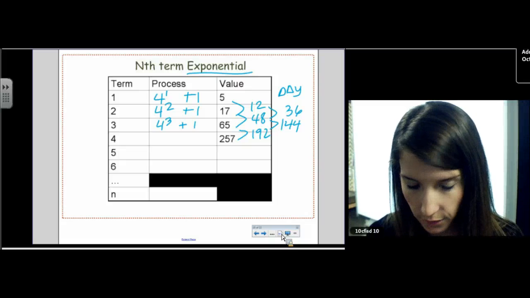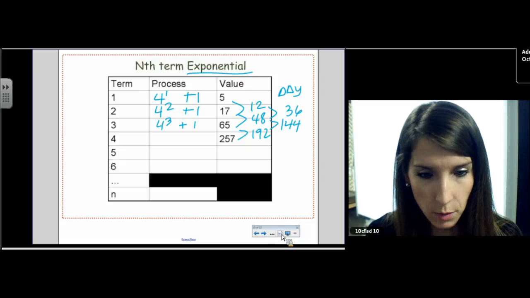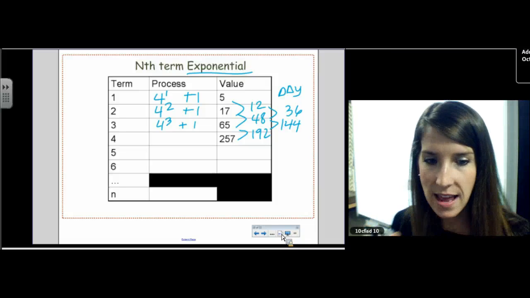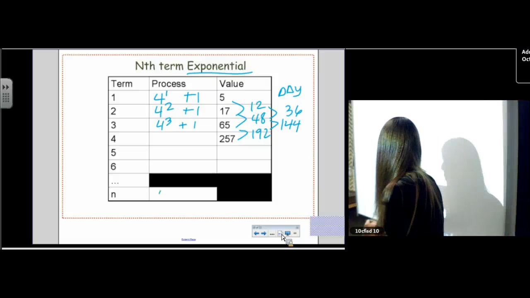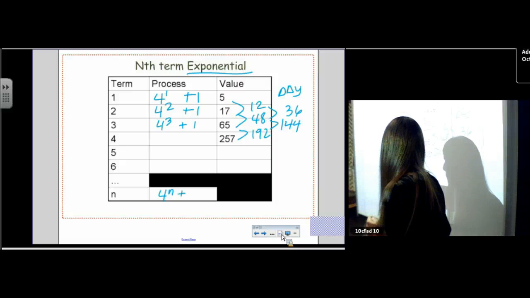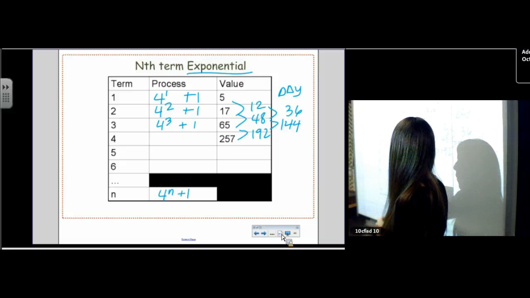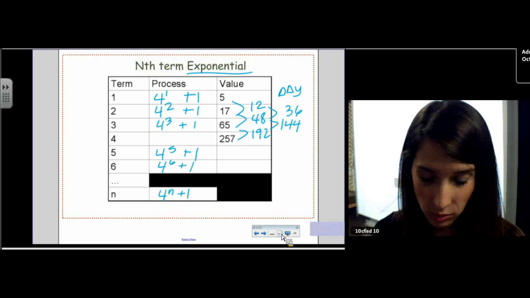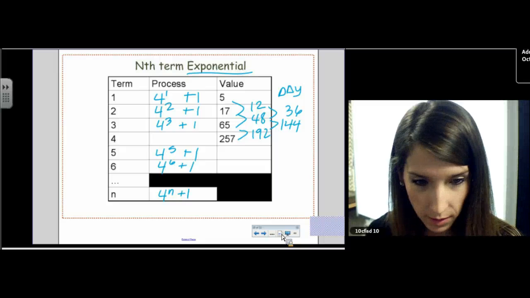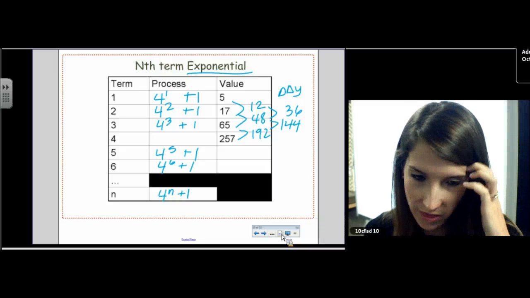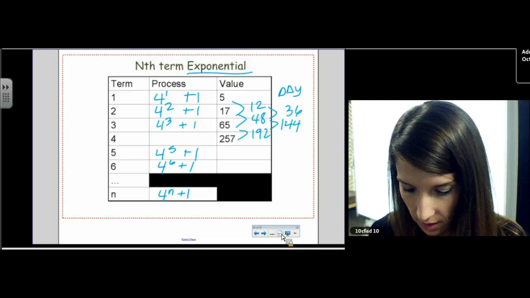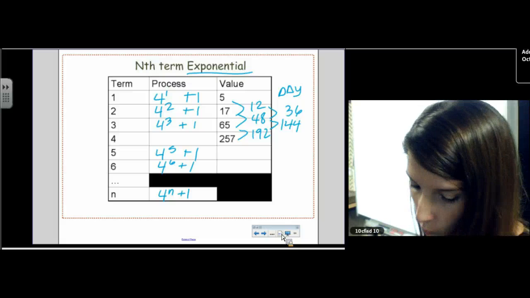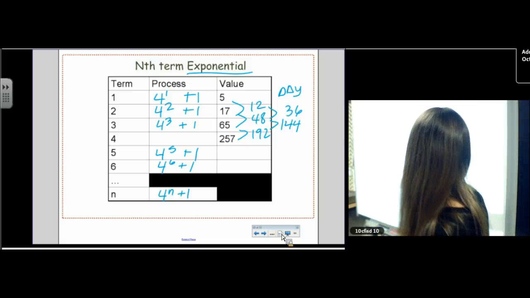All right, so we need to find the 5th term, the 6th term, and the nth term. The nth term is 4 to the n plus 1. This one's going to be 4 to the 5th plus 1, 4 to the 6th plus 1. Do you see how fast exponential grows? It grows really, really, really fast. 1,025 and 4,097.